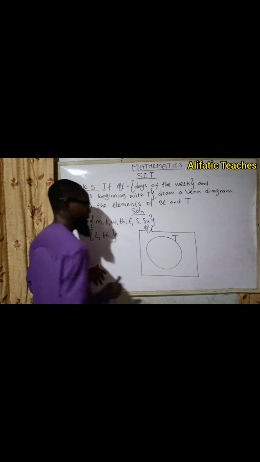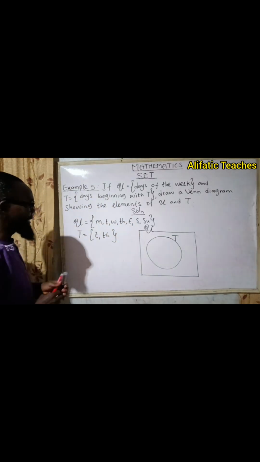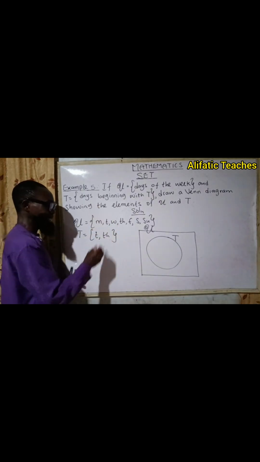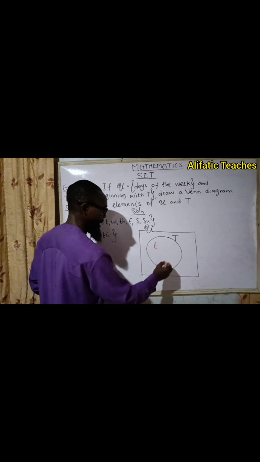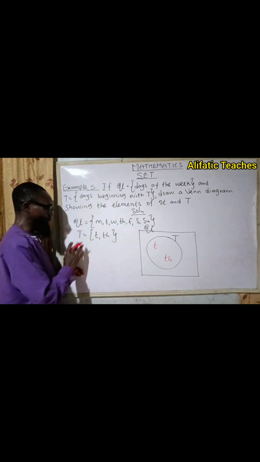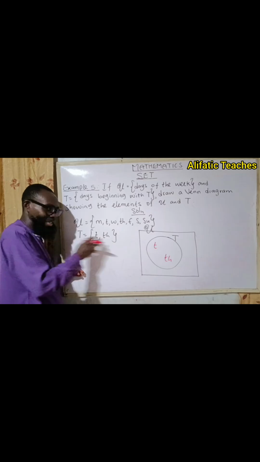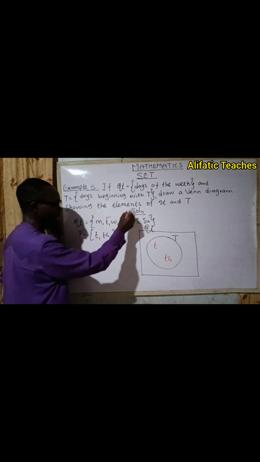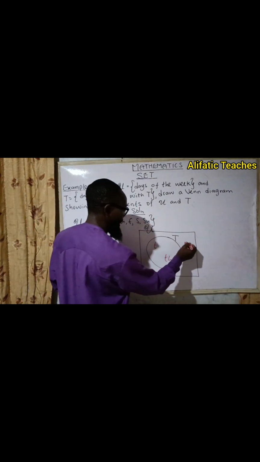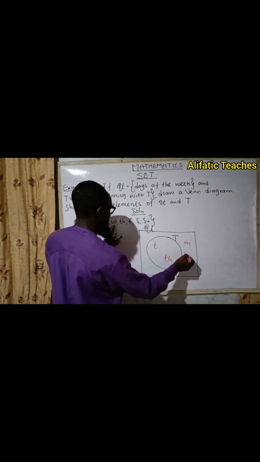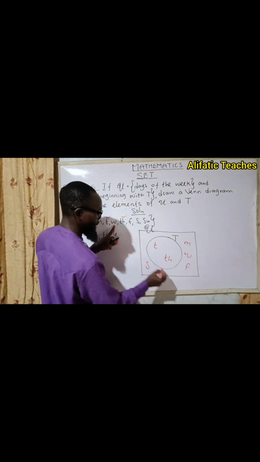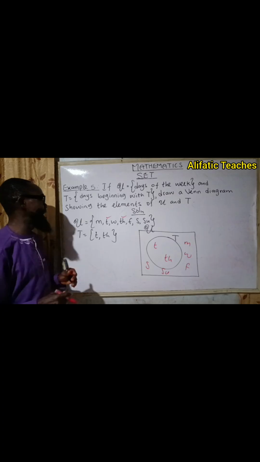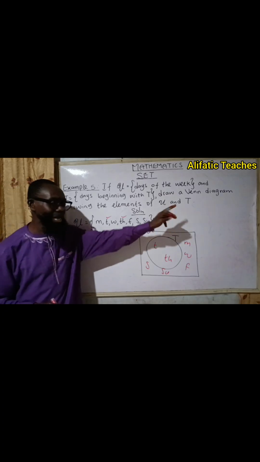Now, if you look at this set T, all the elements in T are also in the universal set. First of all, list the subset first: Tuesday and Thursday. Now, if we remove Tuesday and Thursday, the remaining ones are Monday, Wednesday, Friday, Saturday, Sunday, which will be outside here. So in this case, you are able to draw the Venn diagram showing the elements of the universal set and T.